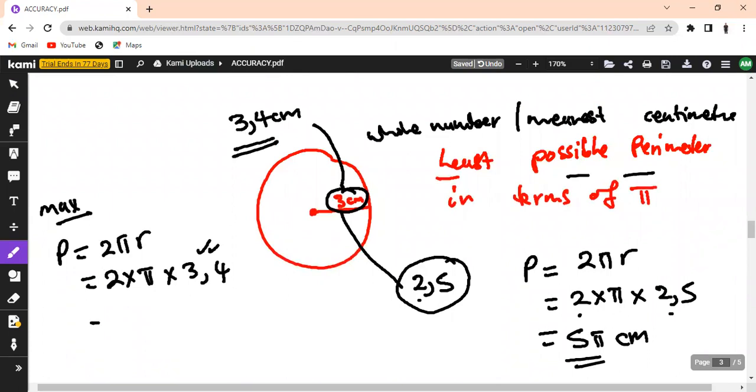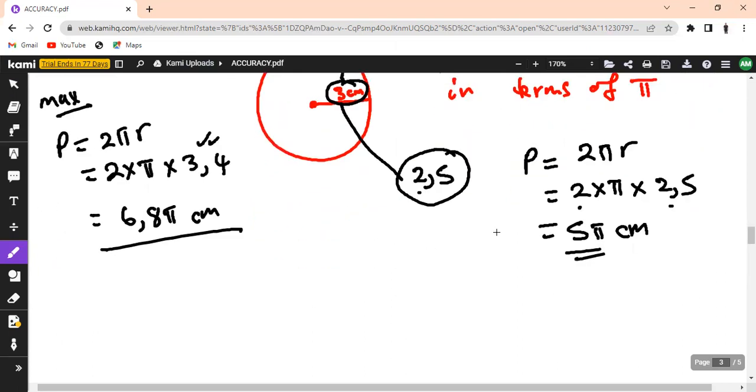Okay. So now you can multiply 2 times 3,4. 2 times 3,4, which is 6,8. So this is going to give us 6,8 pi centimeters. This is perimeter. All right.